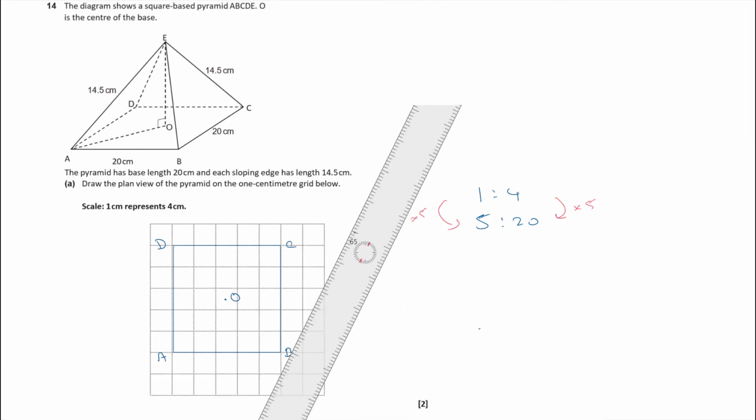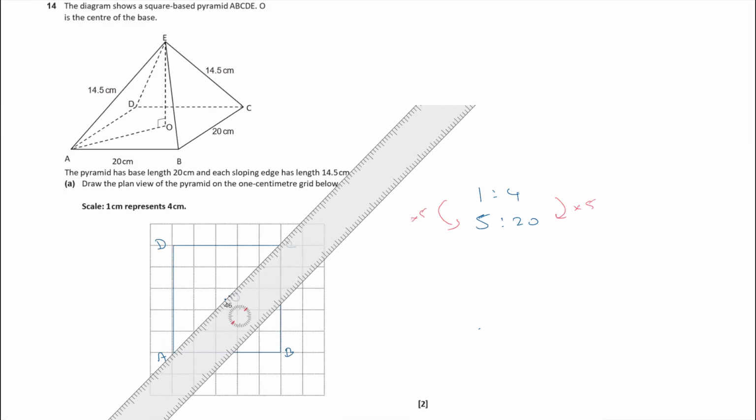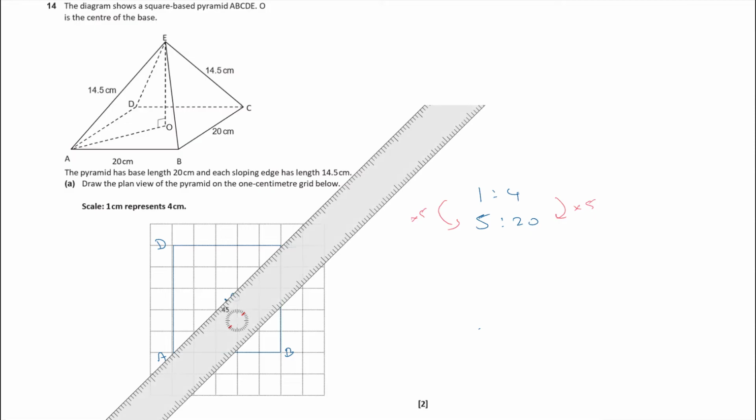I think I'm just going to add in the slant lines as well across the pyramid, because I guess you'd be able to see those as well, wouldn't you? From above. So let's just add those diagonals in.